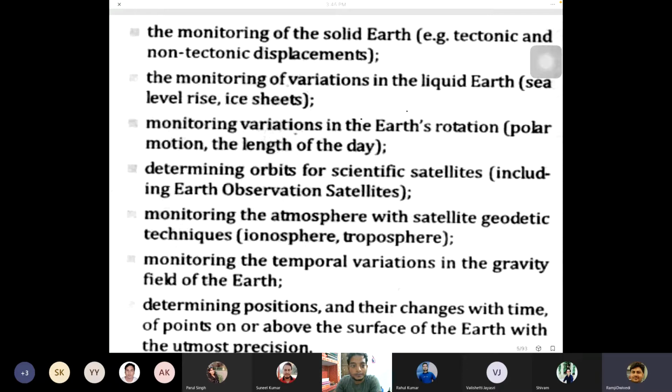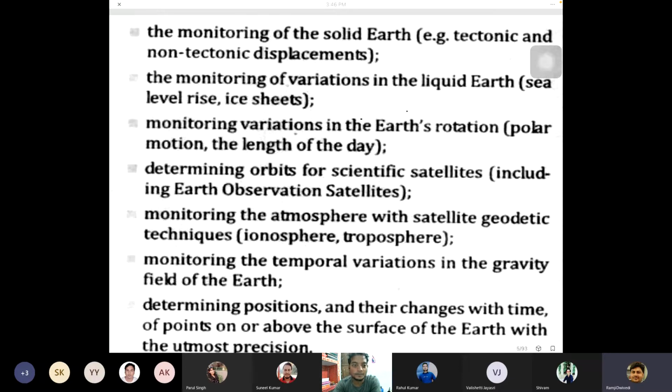Okay, then atmospheric remote sensing has also played a very major role. In fact, various space agencies, or you could also say bodies under ISRO, have expertise in these areas where they try to study the atmosphere with satellite geodetic techniques, the ionosphere and troposphere.